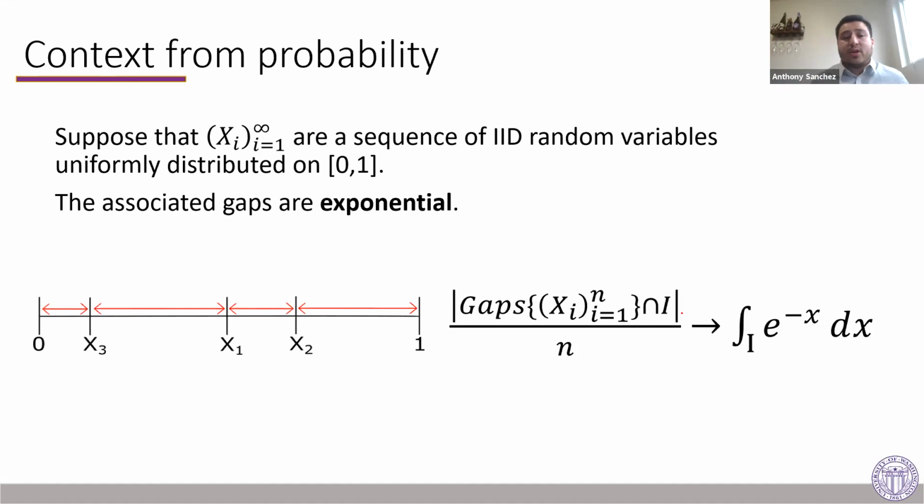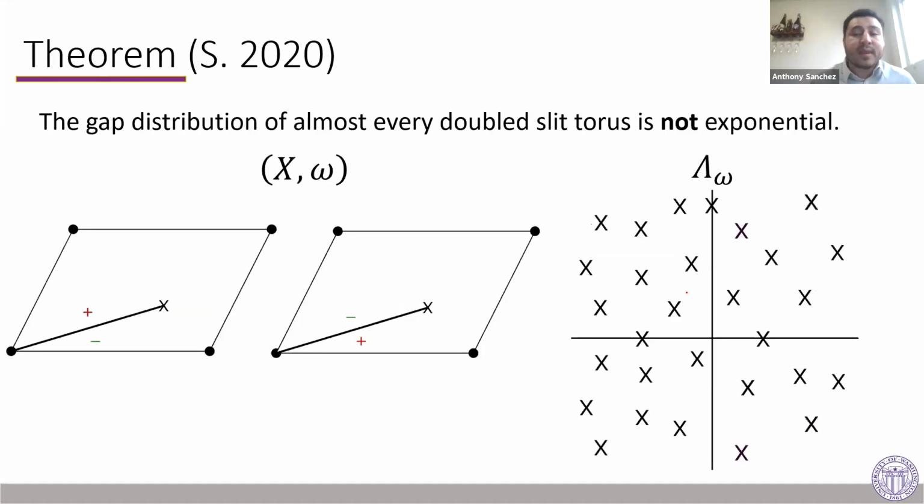And so we can ask, do we get an exponential function in the context of double slit tori? The slogan result that I want people to walk away with is that the gap distribution of almost every double slit torus is not exponential. So this kind of completes the story that I've been building up a little bit.